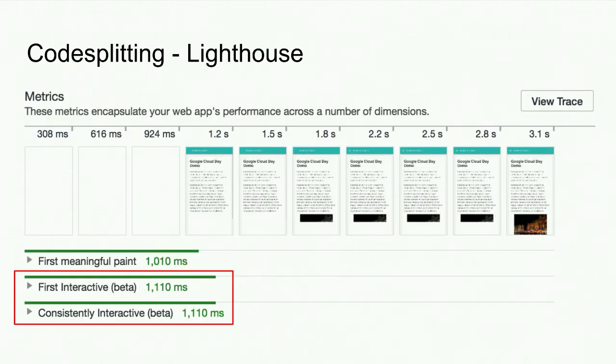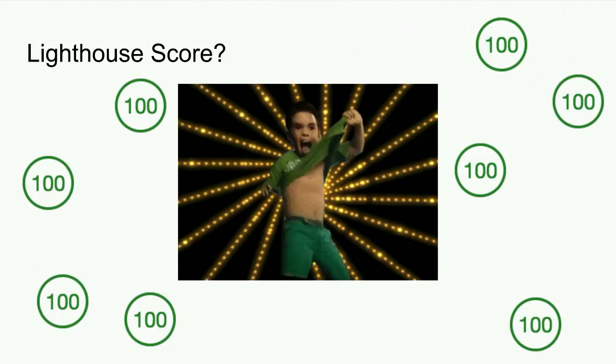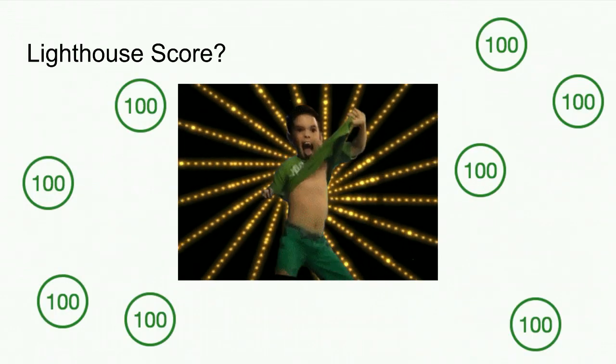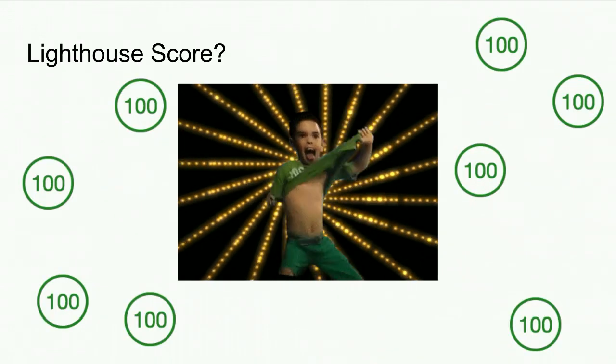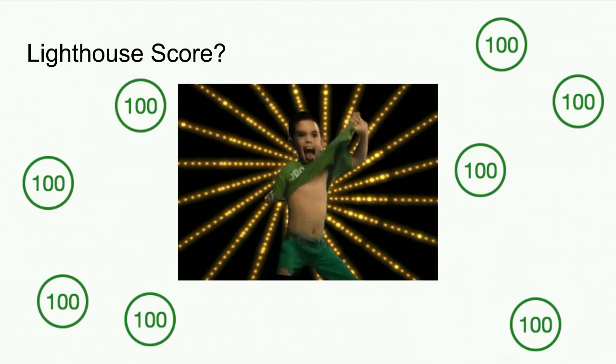We will run Lighthouse one last time, and we can see that we managed to push down our first interactive significantly. First meaningful paint is at 1 second. First interactive is just over 1 second, and consistently interactive is still the same as first interactive. And if we take a look at our Lighthouse score, we managed to reach 100, which is a perfect score.